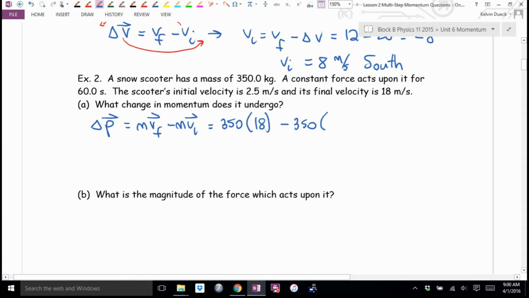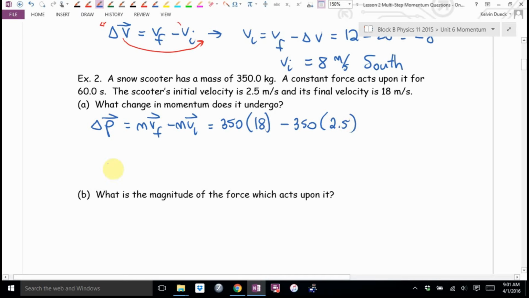We pause. Was there a change in direction? Did it suggest that there's like a north and a south or anything like that? Say no. If there was, I would let one of these be positive, one of these be negative. I usually let initial be negative, so I get a minus minus, which is a plus. But here it looks like it's all in the same direction.